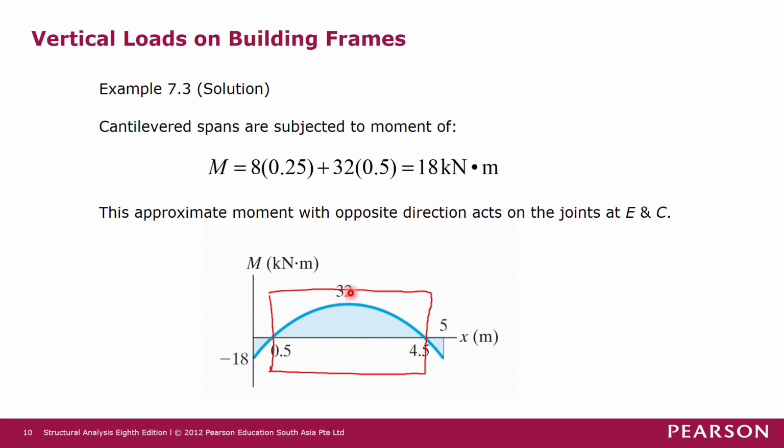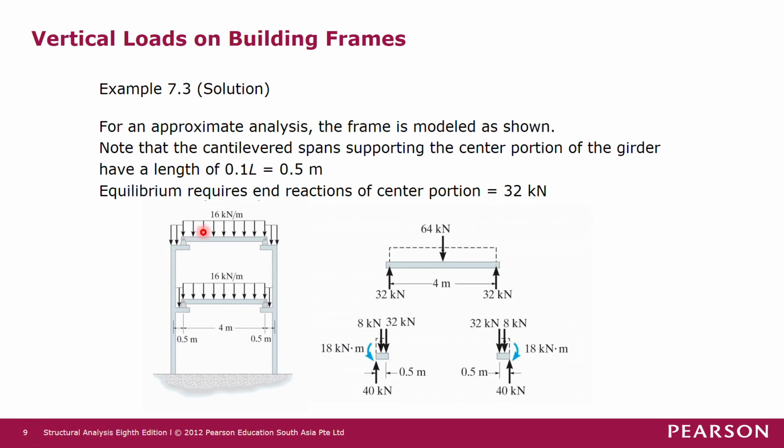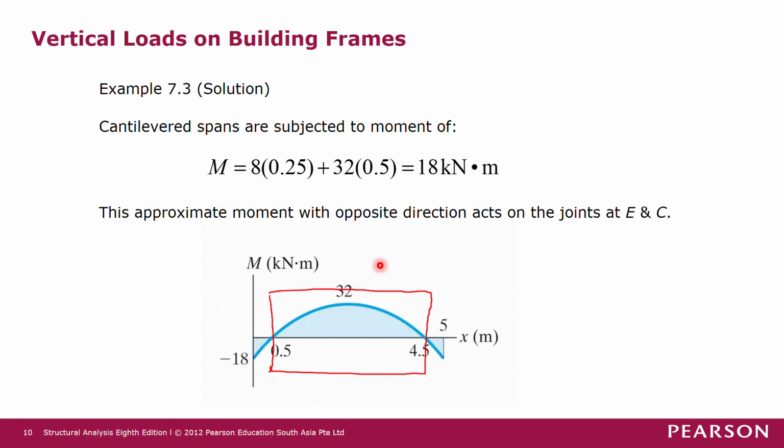Okay, so we know that for uniformly distributed load, the maximum moment is WL square over 8. So W is 16 kilonewton per meter, L is 4 meter, so 16 times 4 square over 8, we will get 32. Okay, so that is the maximum moment at the midspan of a simply supported beam.